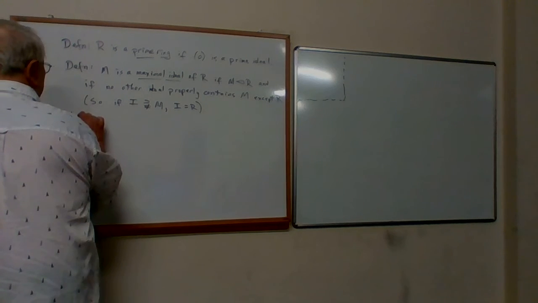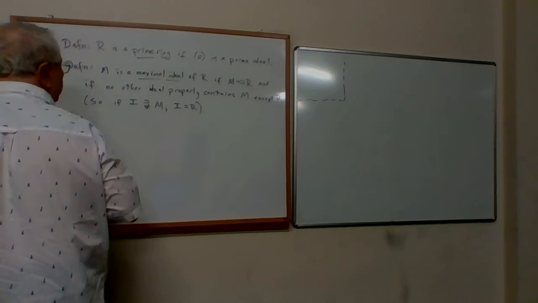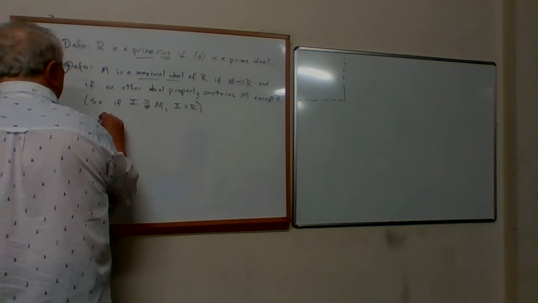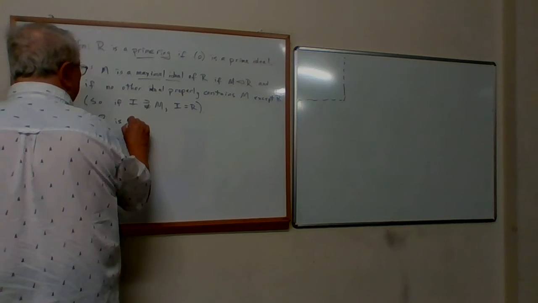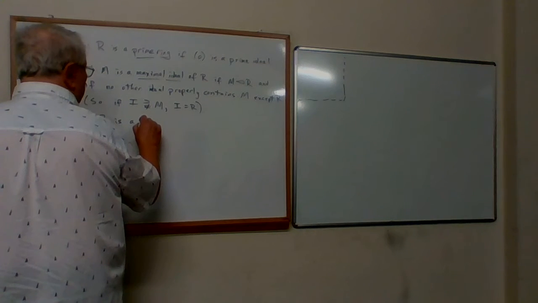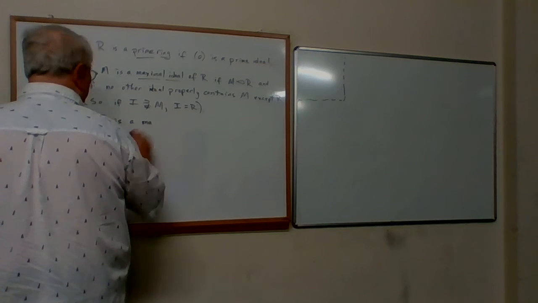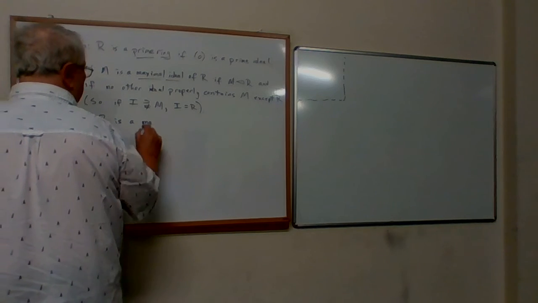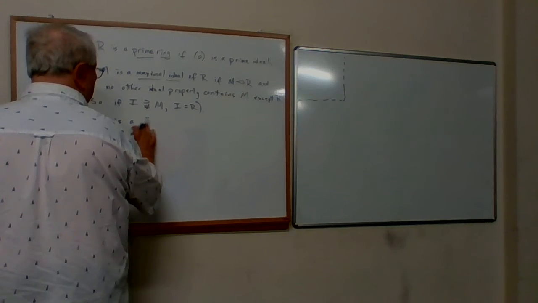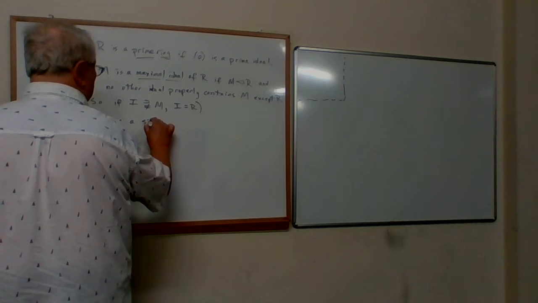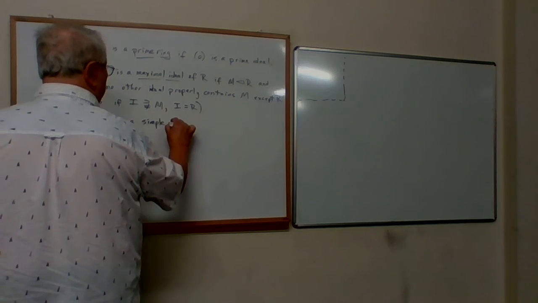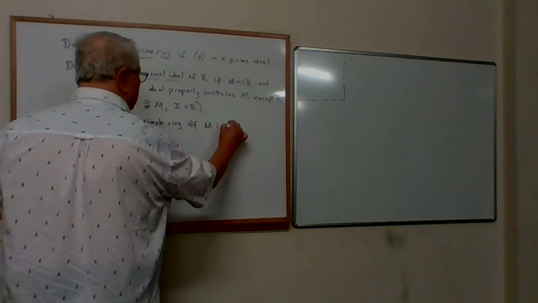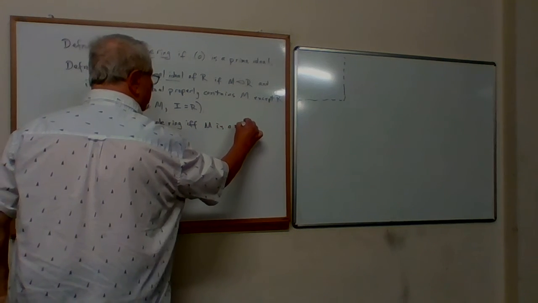So, theorem. I'm not going to give a number to it because it's not really in your text. R is a ring, M is a... R mod M is a simple ring if and only if M is a maximal ideal.